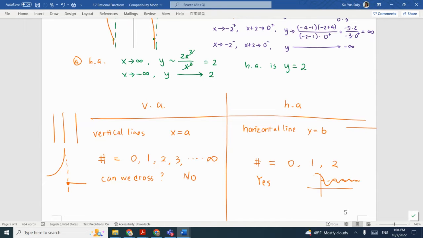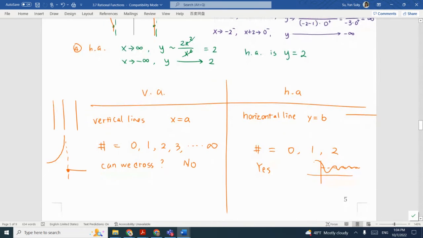So yes, to this picture, we can cross the horizontal asymptote. You can cross it as many times as you want. So that's horizontal asymptotes. And how do we find vertical asymptotes and horizontal asymptotes? How do we find them?